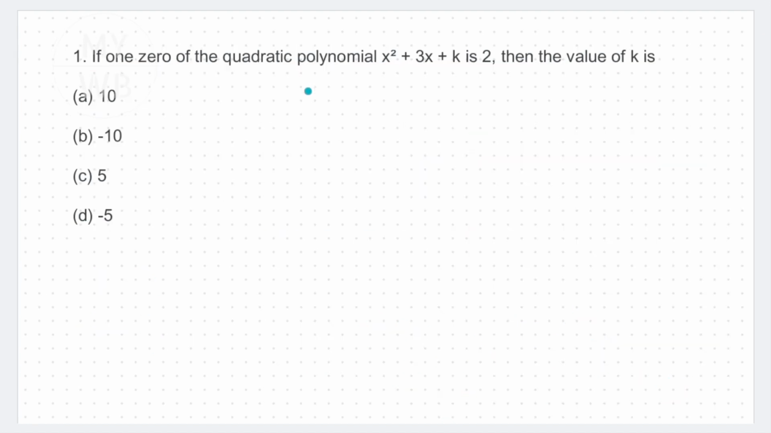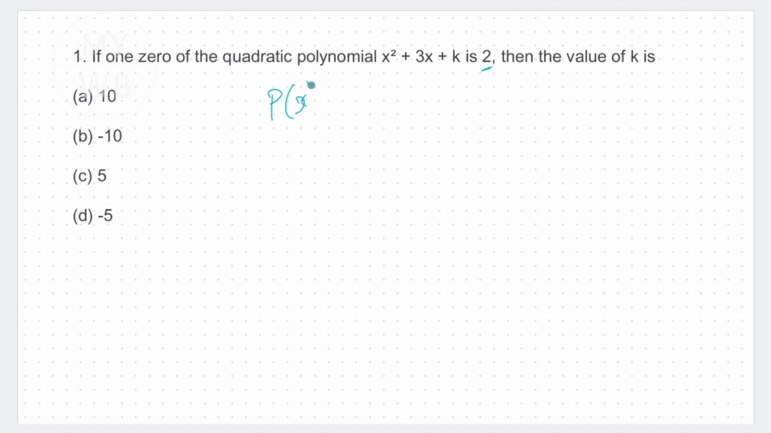Time for MCQs. If one zero of the quadratic polynomial x square plus 3x plus k is 2, then the value of k is. Options are 10, -10, 5, -5. For the given quadratic polynomial, 2 is one of the zeros. So if we substitute x as 2, the value we get will be 0. Using that, we can solve and find the value of k.